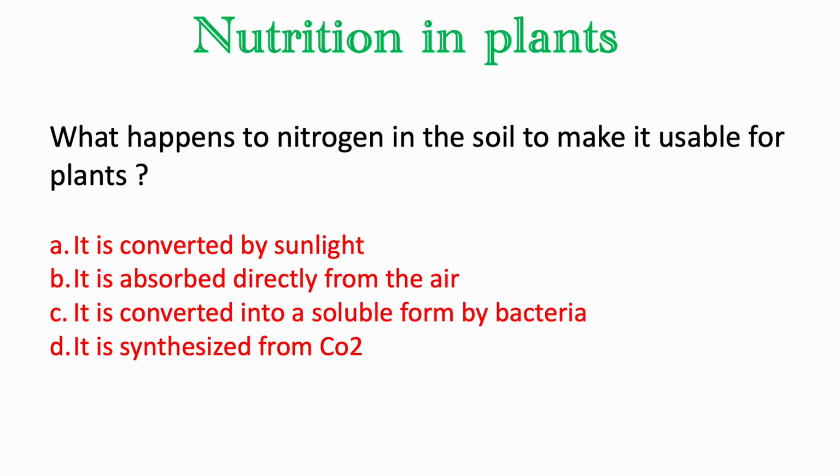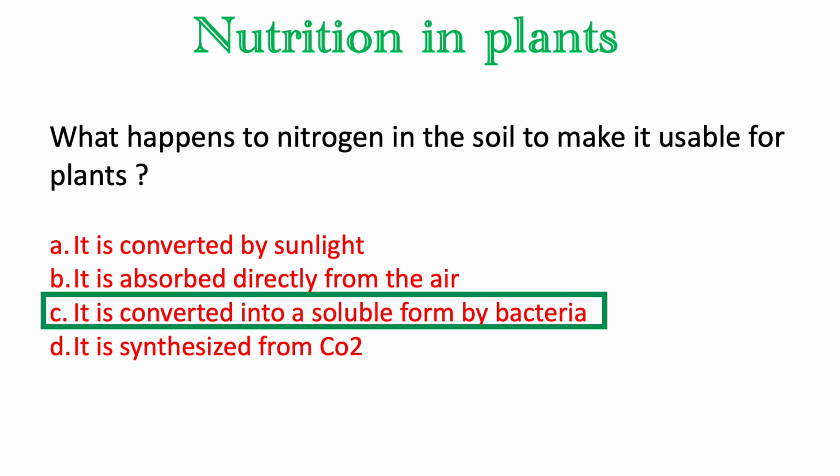Next, what happens to nitrogen in the soil to make it usable for plants? Option: it is converted by sunlight; it is absorbed directly from the air; it is converted into a soluble form by bacteria; it is synthesized from CO2. Correct answer is C. It is converted into a soluble form by bacteria.